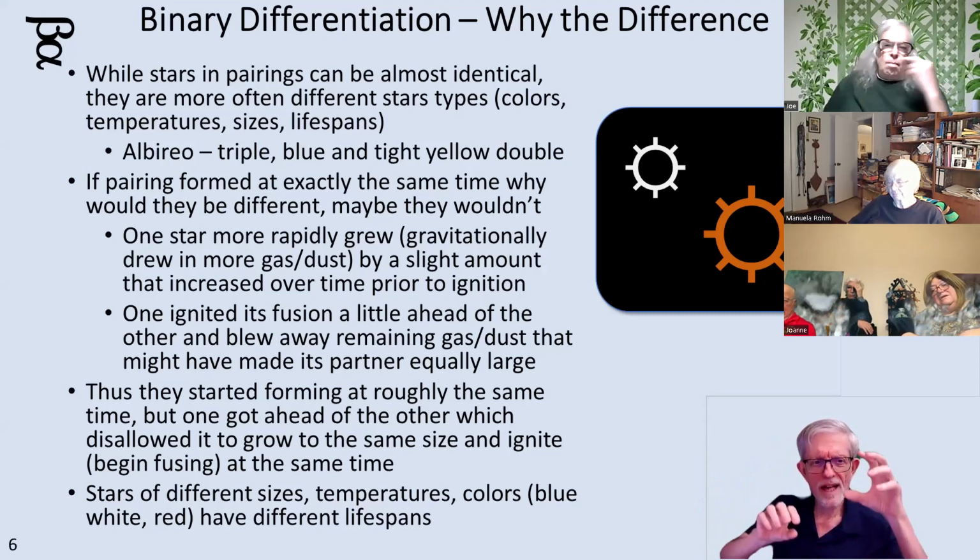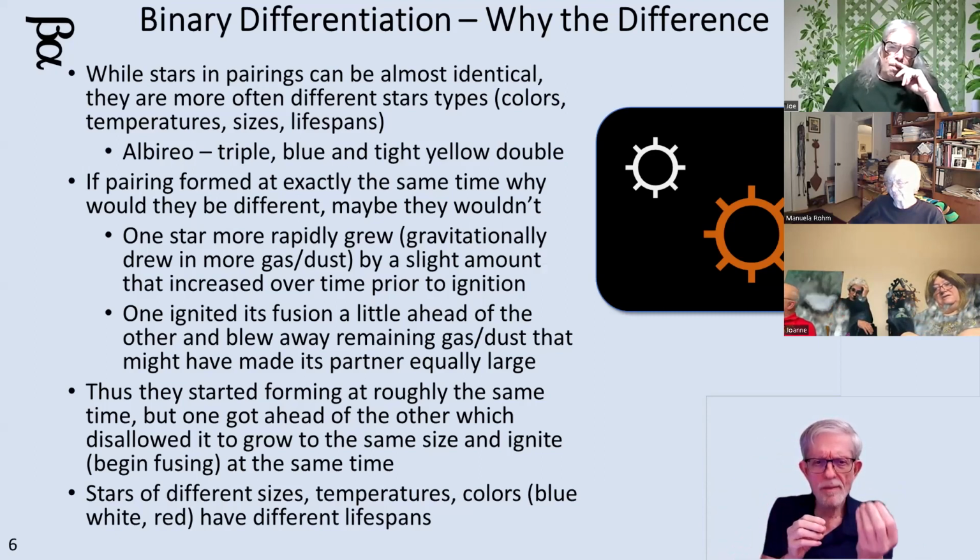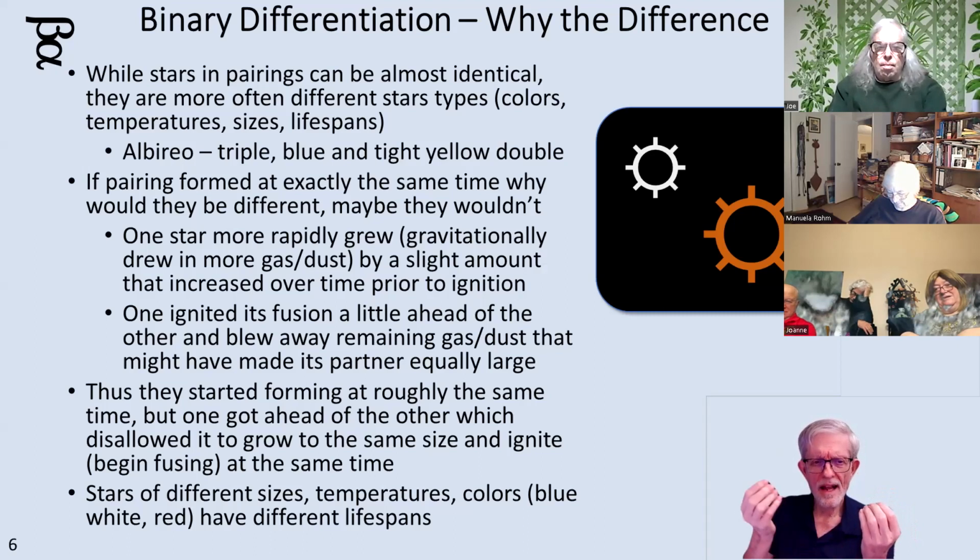So that's why you always have, like in a pairing of binary stars, one is going to be the bigger one and the other one's going to be the smaller one. And it also explains why they have different lifespans, because a blue-white star may burn hotter, but it's shorter lived than an orange or red dwarf star, which is going to last for even millions to a few billion years longer.